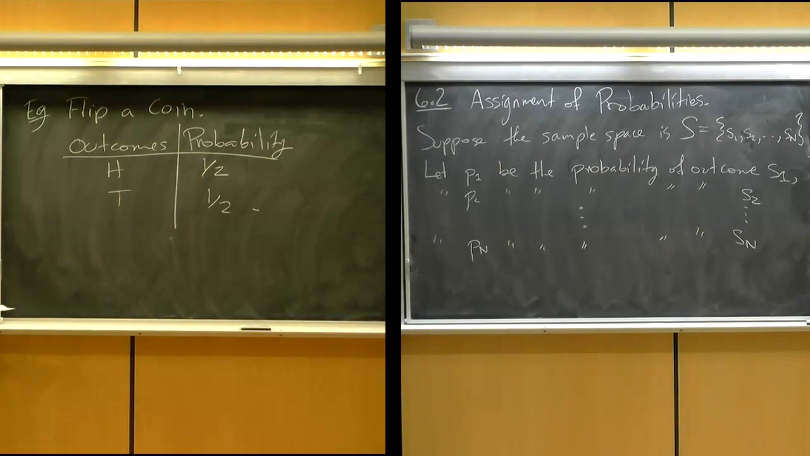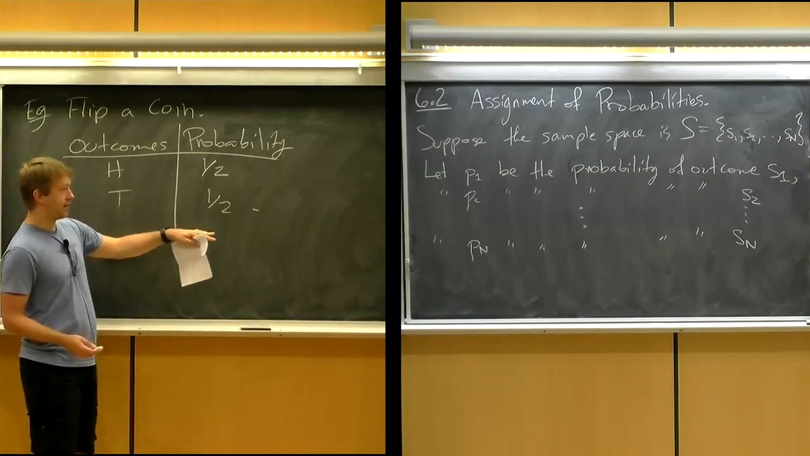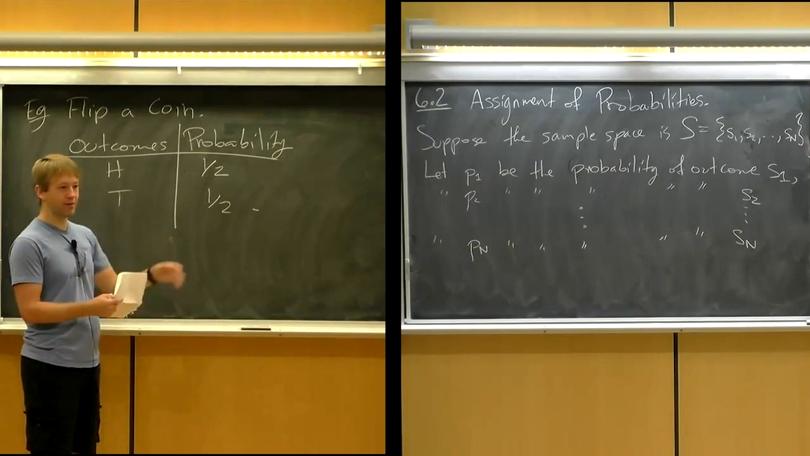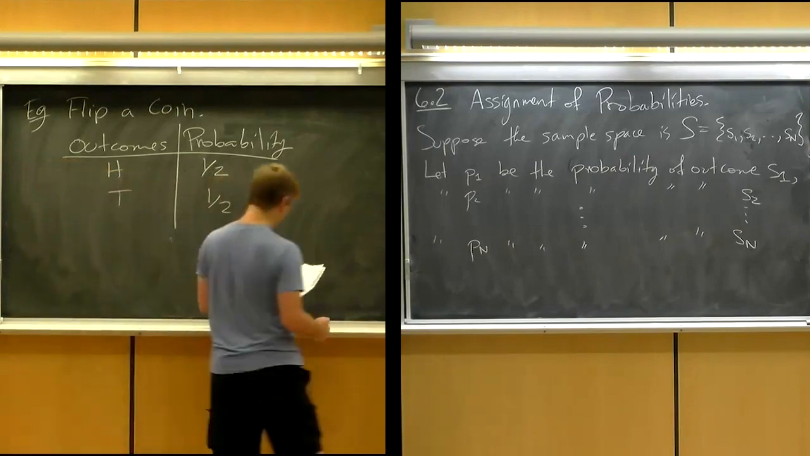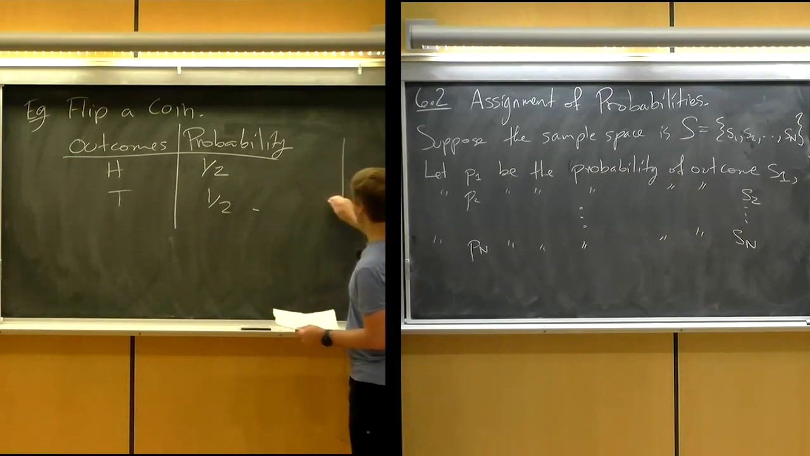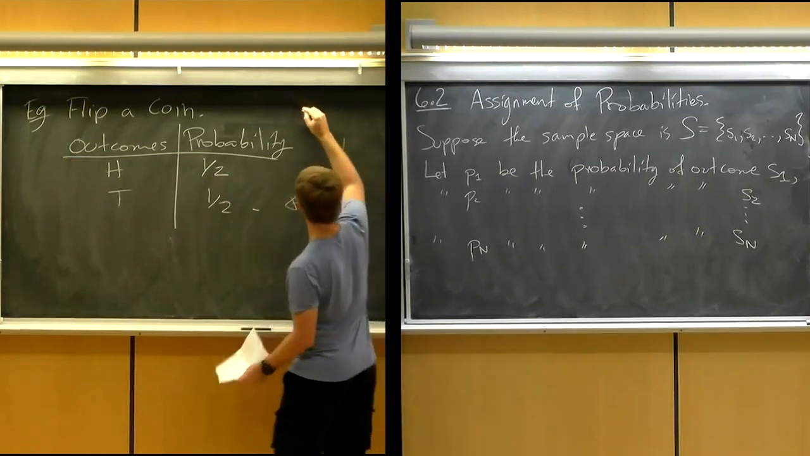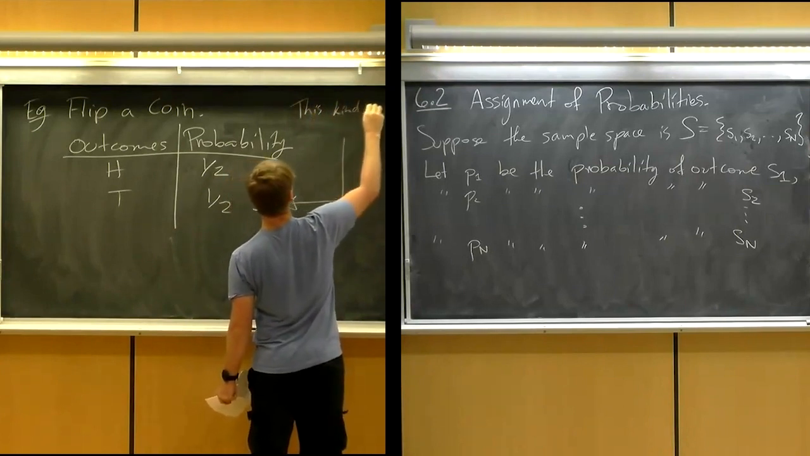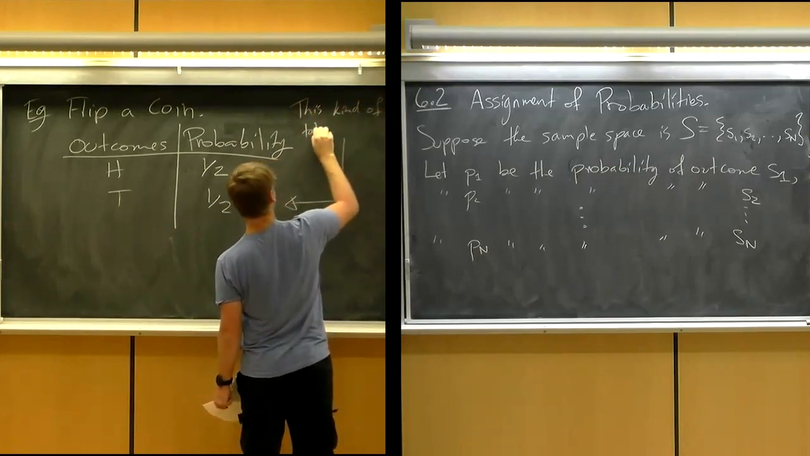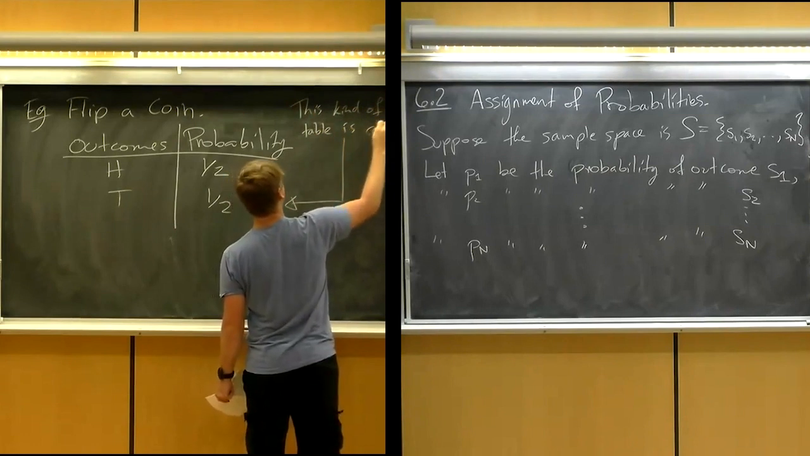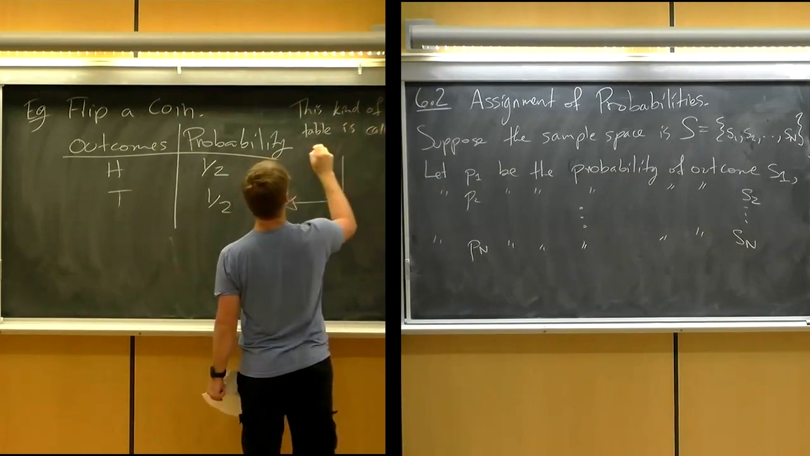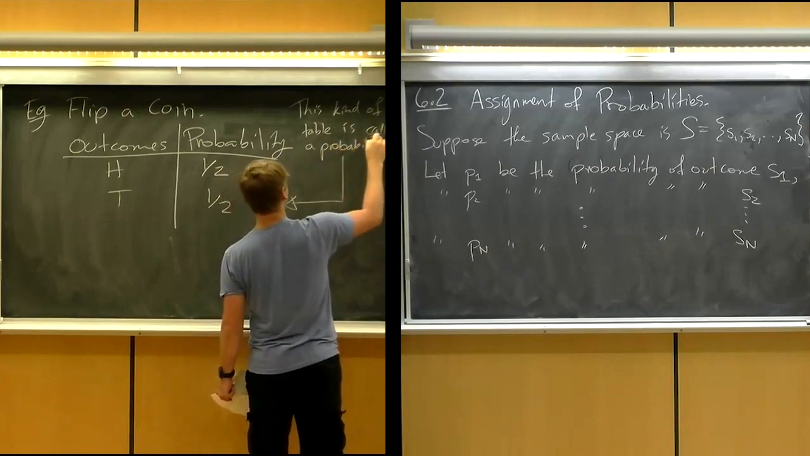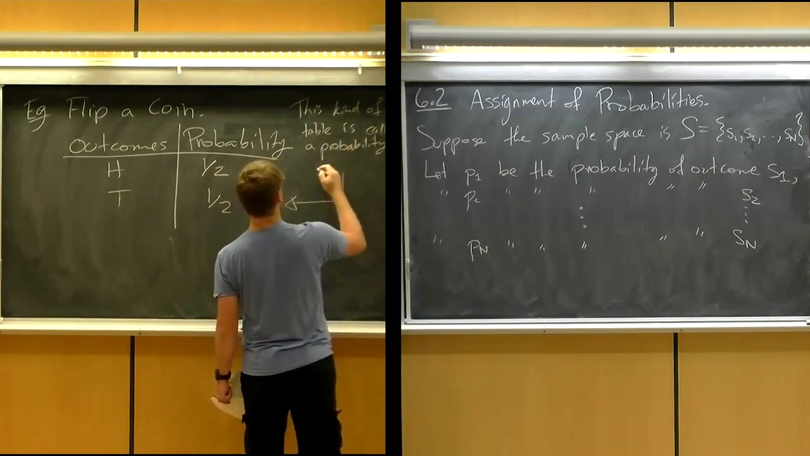Okay. Actually, often it's going to be convenient to write probabilities in terms of these kinds of tables. So this kind of table is called a probability distribution.